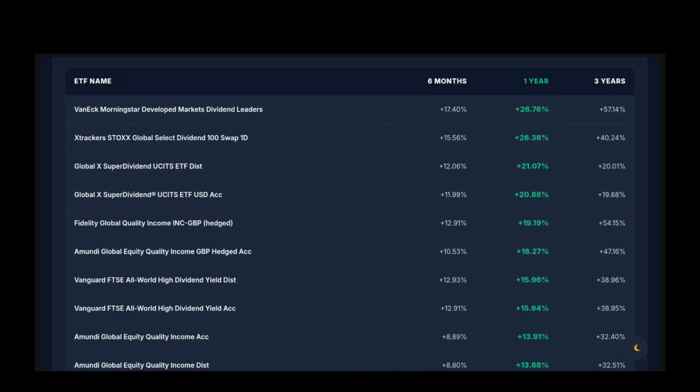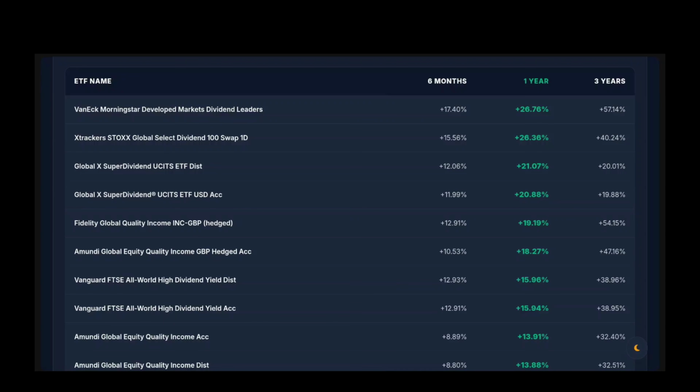If we look at the Amundi Global Equity Quality Income hedged accumulating, it has 6 month of 10.5%, 1 year of 18.27%, and 3 year of 47.16%. And again, this would be representative of being third place in the list. So one thing we need to bear in mind is that some of these funds, you need to look at a broader time horizon, not just the short term.